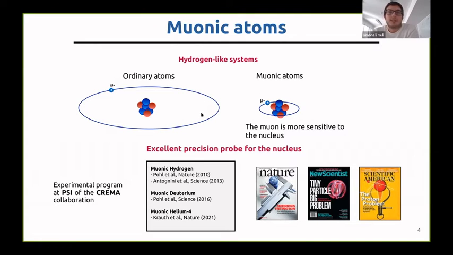This is the reason why nowadays muonic atoms are considered an excellent precision probe for the nucleus, and they have been extensively used over the last few years to study nuclear properties. One of these studies is the currently ongoing experimental campaign at PSI in Switzerland of the CREMA collaboration, which aims at measuring nuclear charge radii across the nuclear chart by making spectroscopy experiments in muonic atoms. And they have released already some results, starting from the muonic hydrogen experiments in 2010, going up to muonic deuterium in 2016. And last year, in January 2021, they released the results on the muonic helium-4.